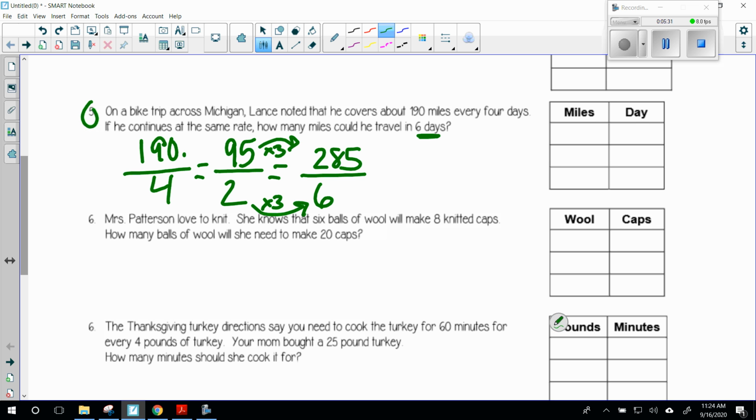Then you can just fill in your ratio table with the information. Again, if you want to put it in order, so if you want 95 first, because that's the smallest number of miles, and then 190 to 4, 285 to 6, that's fine. If you just put them in the order that you found them, like if you have 190 over 4 first, then 95 over 2, and then this last, that's fine. As long as you get your answer. Our answer that we are looking for is 285.